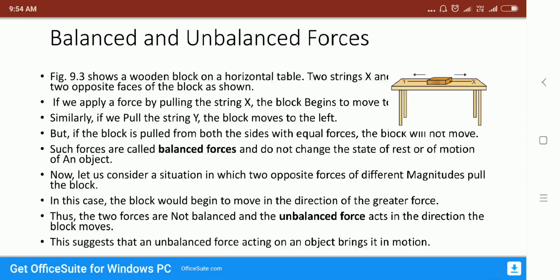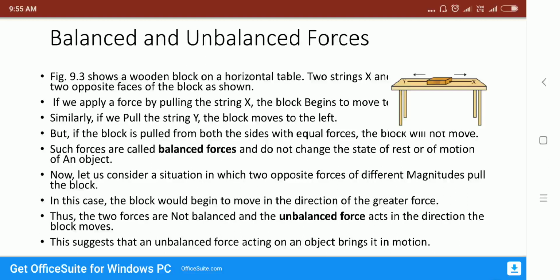Now if we are applying pulling force in both directions x and y, but if both forces are not the same, if the pulling force towards x is more compared to y, then by the difference of the force, the object should move in the x direction. Or if we are pulling the object with greater force in the y direction compared to x, then with the difference of these two forces, the object is supposed to move in the y direction. So these forces are known as unbalanced force.